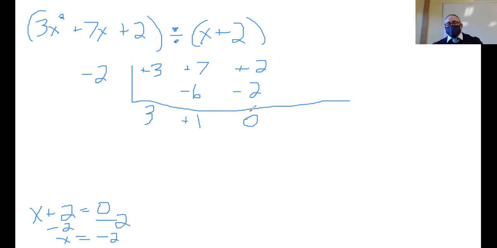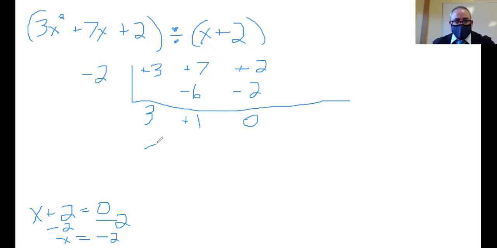Whenever you get a 0 here, that means that your denominator is actually a factor of your numerator. That's x plus 2 is one of the factors of 3x to the second power plus 7x plus 2. So how do you get your answer from here? Everything went down one step on the x category, so this became the answer.